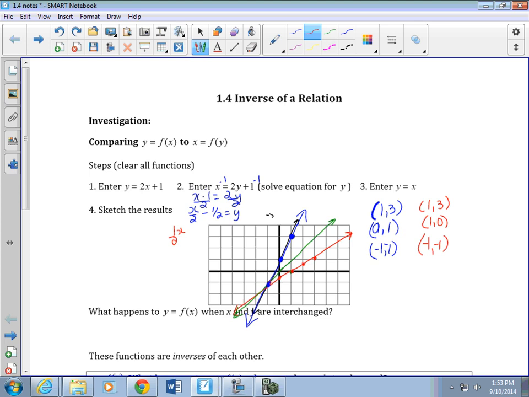So what happens to y is equal to f(x) when x and y are interchanged? Well, exactly that: x and y are interchanged. I just flip my x value and my y value.